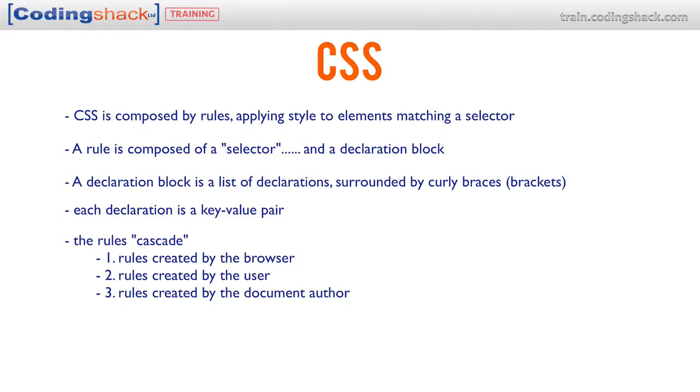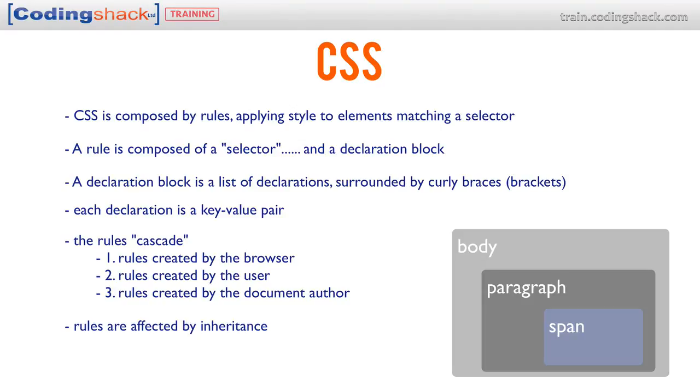Rules are also affected by inheritance. This is the mechanism by which properties are applied not only to the element selected by a rule, but also to its descendants in the document hierarchy. As an example, a font applied to the body of the document will be inherited by all the text-sensitive elements contained within the body tag.